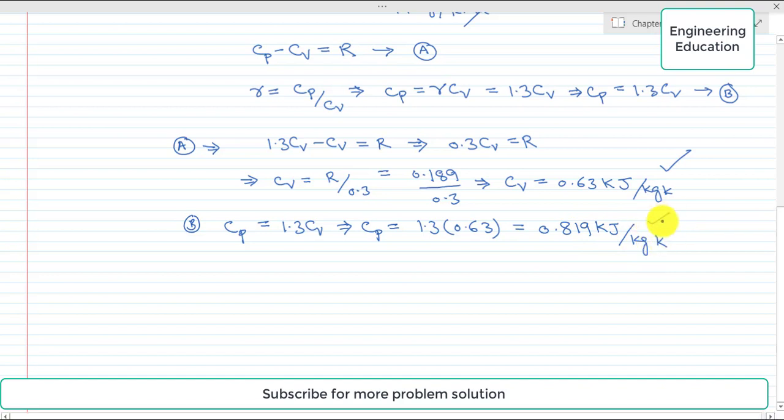So we found the values of R, Cv and Cp as required in this problem. So this is all about problem 2.7.